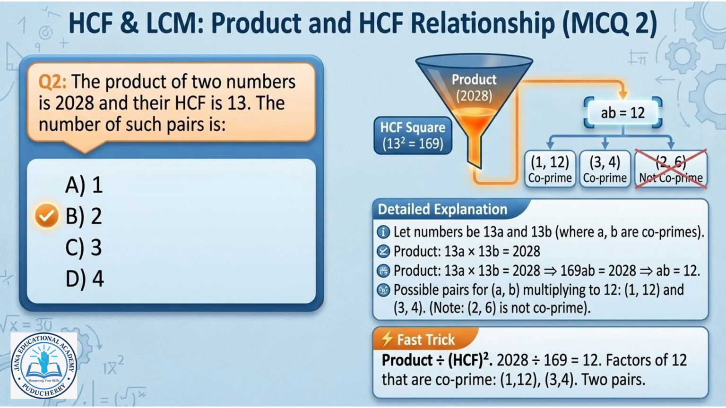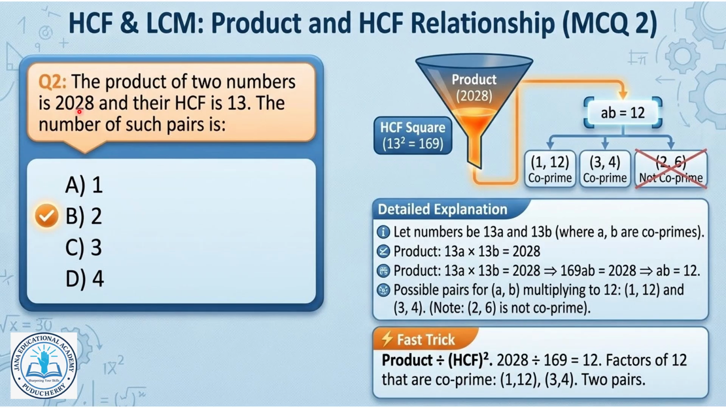Now come to the next problem. Here also it is HCF and LCM. We have to know the product and HCF relationship. The product of two numbers is 2028 and the HCF is 13. HCF is nothing but the highest common factor. Here the highest common factor between the two numbers is 13.